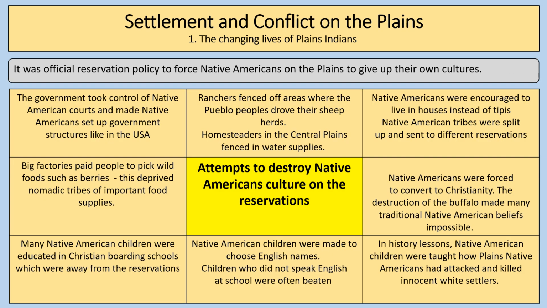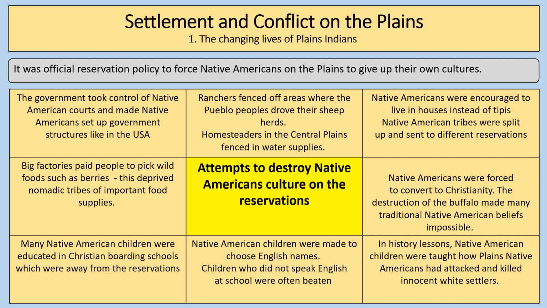Okay, so one of the ways in which the lives of Native Americans from the plains changed quite a lot after 1877 was because it became official reservation policy to force Native Americans on the plains to give up their own cultures. So you need to be able to have some examples of that attempt to destroy Native American culture on the reservations. So the first thing is that the US government took control of Native American courts and made Native Americans set up government structures like in the USA.